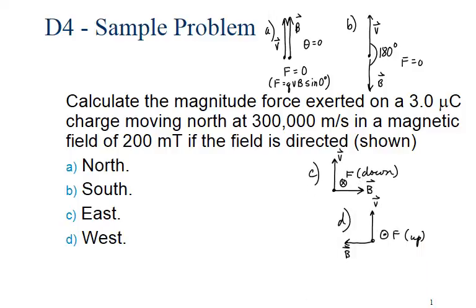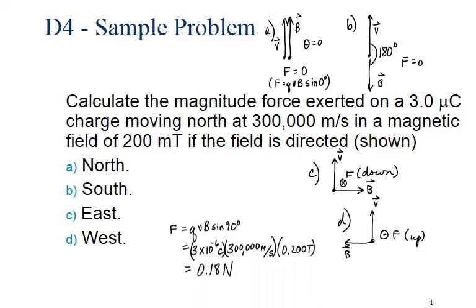In C, we would have our pointer finger pointing at the ceiling. Our middle finger is going to our right wall, and then our thumb is into the page or into the screen here. So the force would be down. In part D, we're pointing towards the ceiling. Our middle finger is going from right to left, and our thumb should be pointing at our face. So the force would be up. And then that amount of force in C would be 0.18 newtons into the page, or in D, it would be 0.18 newtons out of the page.